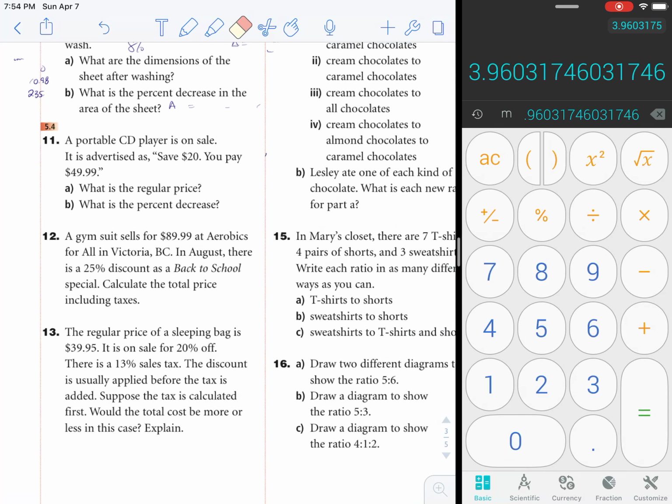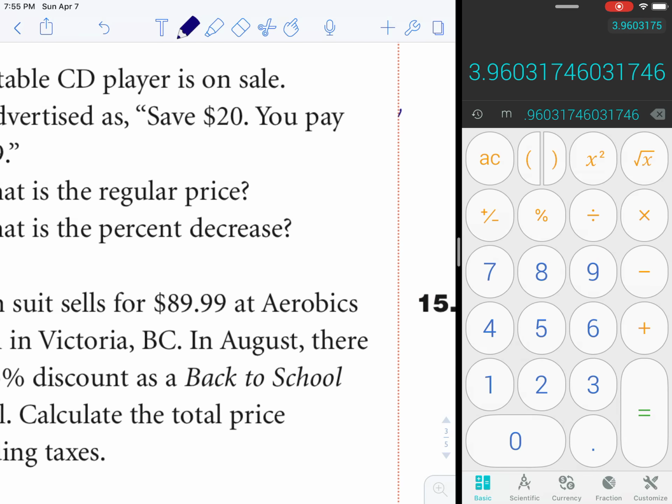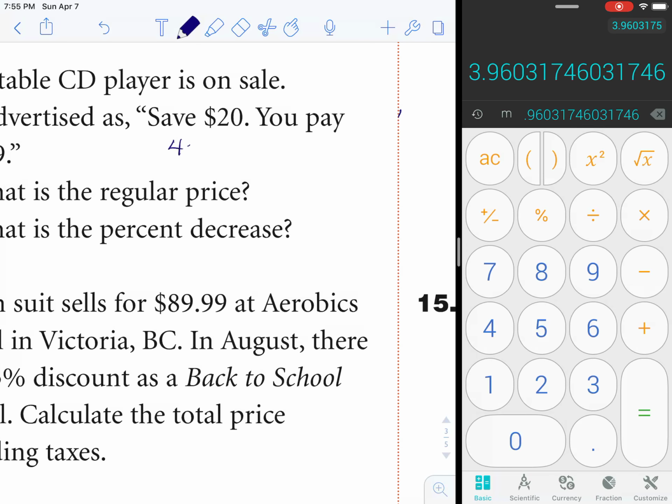All right, here we go, 5.4. Portable CD players on sale. It's advertised save 20, you pay 49. What's the regular price? Well, 49.99 plus 20. The regular price is going to be 69.99.